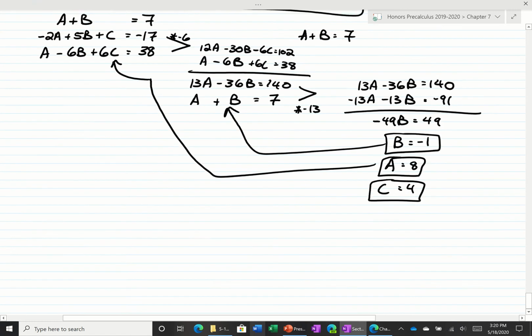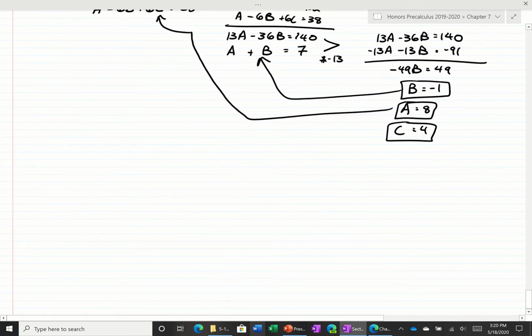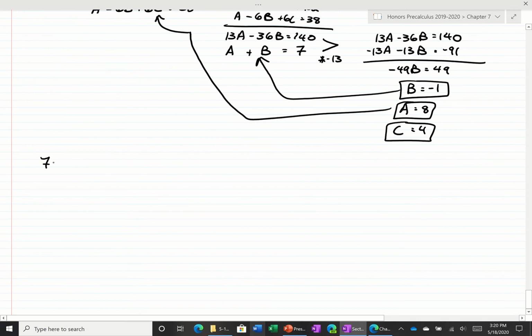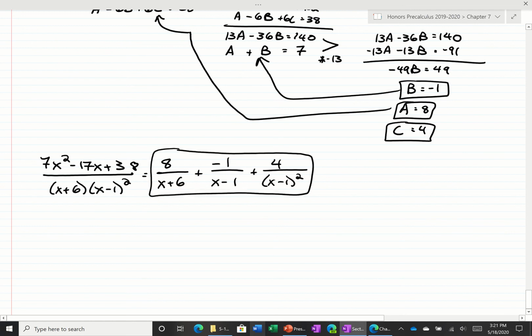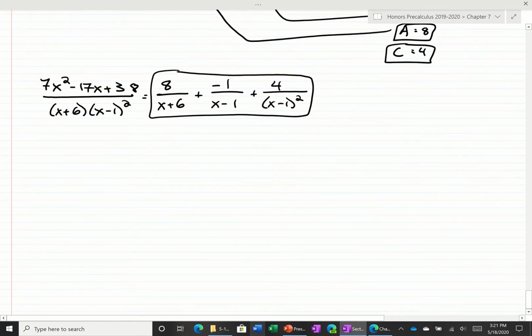So as far as what the answer for this would be, you would write the answer out like this. You would say that 7x squared minus 17x plus 38 over x plus 6 times x minus 1 squared is equal to a plus b and then plus c. That would be the decomposition. If you got a common denominator and added them together, you'd get the original.